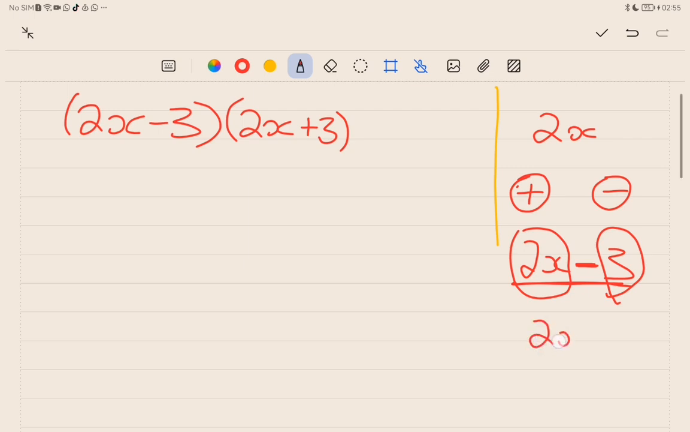But if we had 2x times 3, it wouldn't be made of two terms. It is only one term because it does not have a negative. It does not have a positive between. So we just leave it like that.